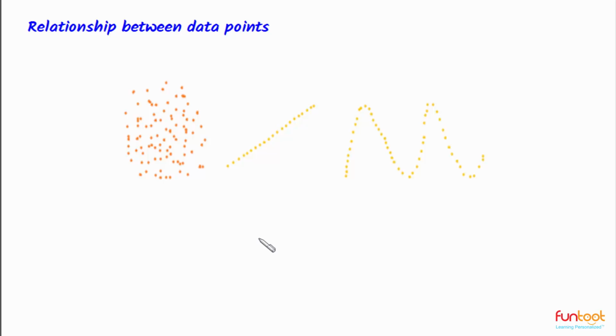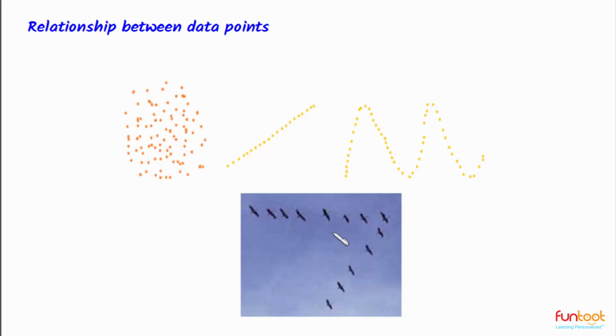Now let's see relationship between data points. If we have multiple data points, how can we represent them? One way can be like this. So here we have randomly represented the data points. There is no relation between the points. And as we can see in the second and third figure, there must be some pattern, some correlation between the data points also. Here we can see the birds forming a pattern in the sky. This also is an example of pattern of positions of objects.